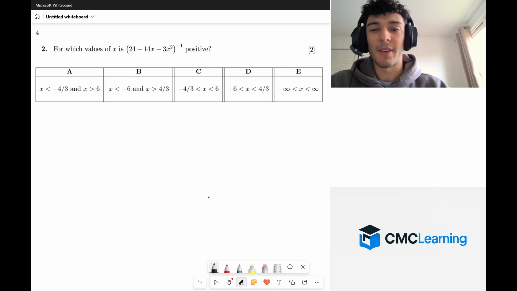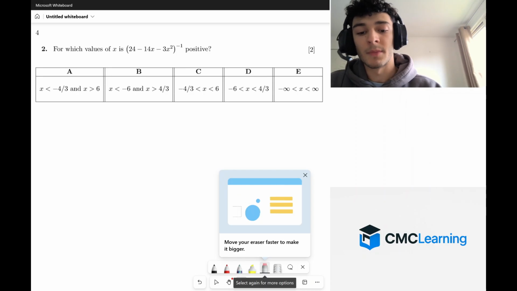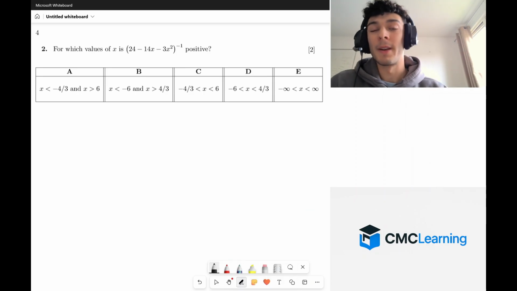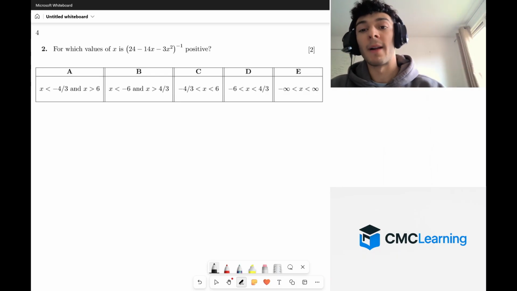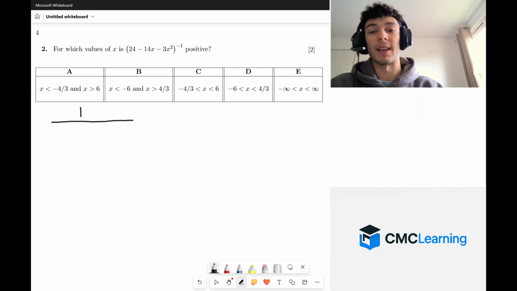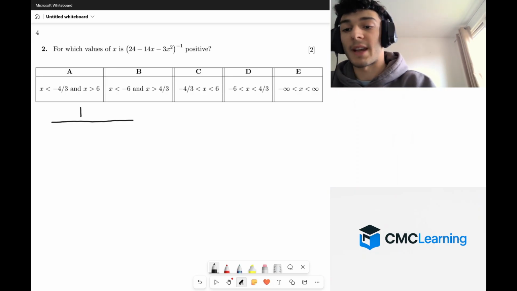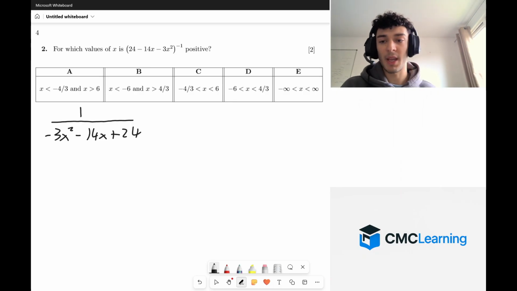So the first thing we should probably take note of is this power of minus 1. This is index laws 101. If we have some expression in brackets and we put a power of minus 1 there, we can write that expression as 1 over the entire thing. Also, what I'm going to do in this step is make it a little bit simpler. I'm going to order my terms in descending order of powers of x. So what this gives me is minus 3x squared minus 14x plus 24. This will be the first step here.